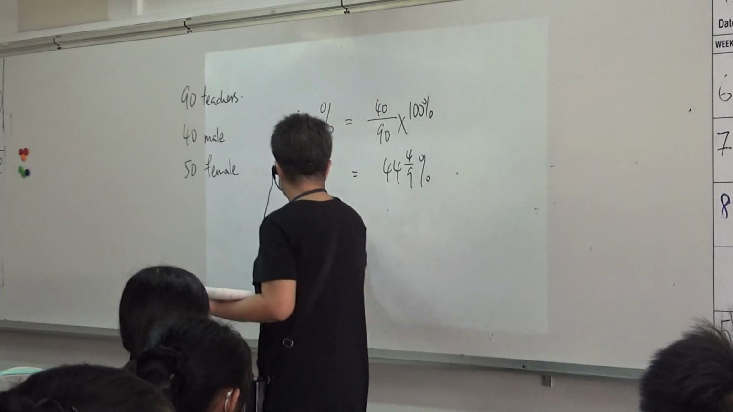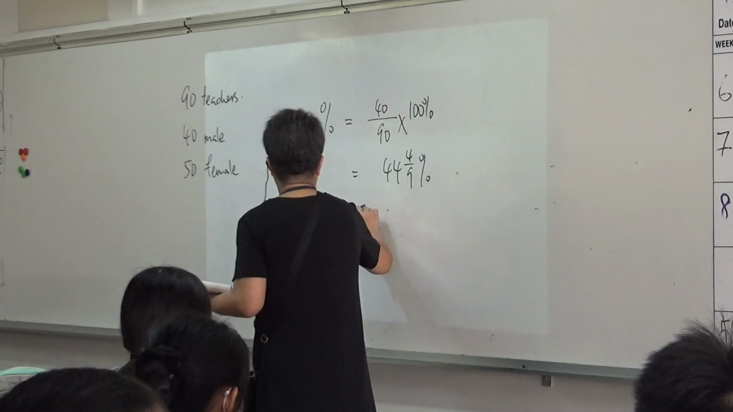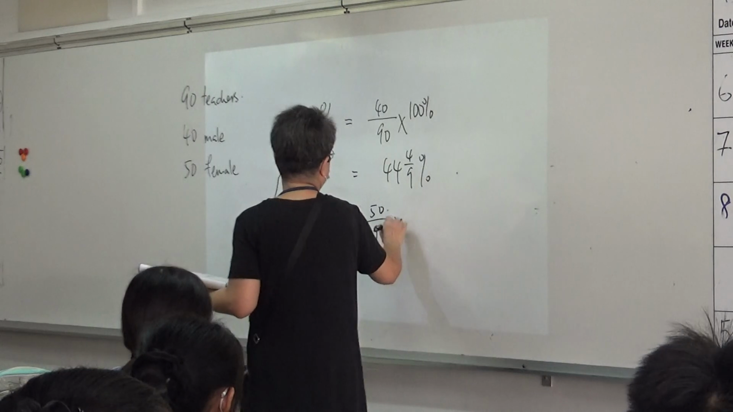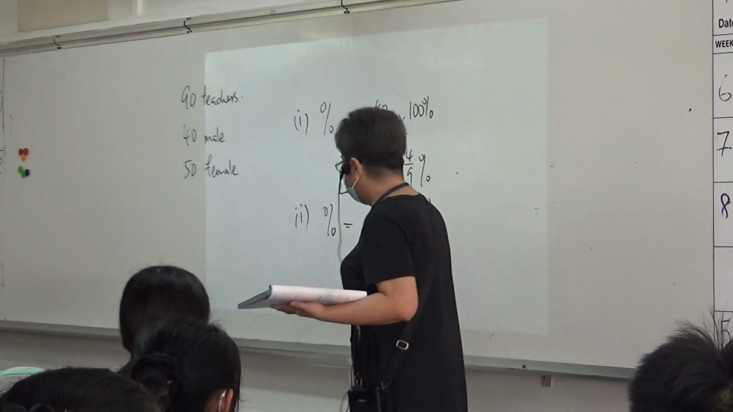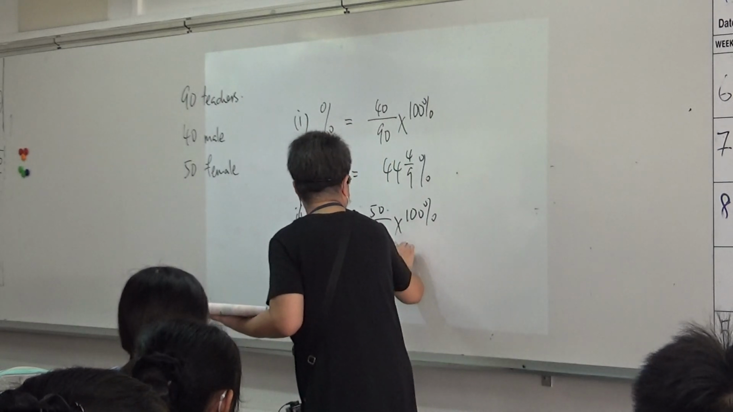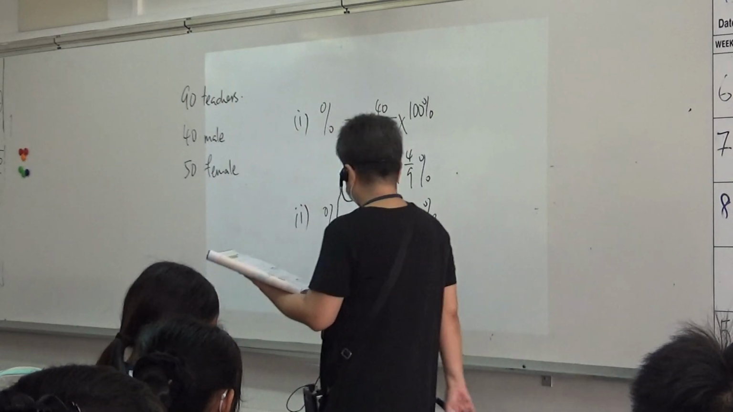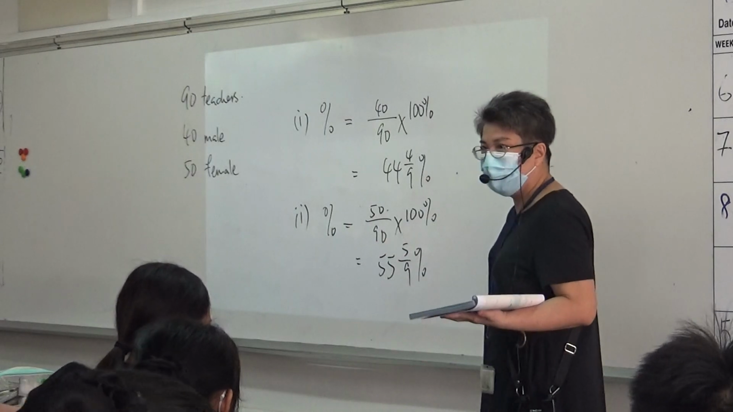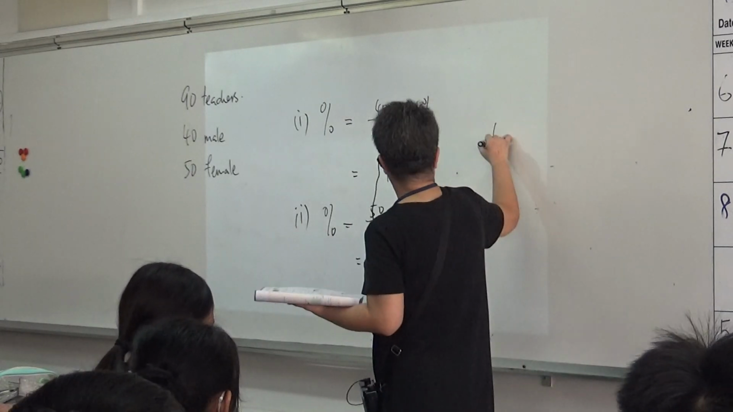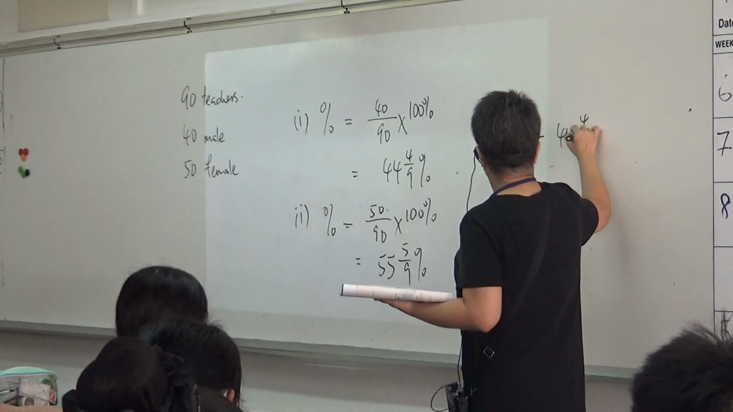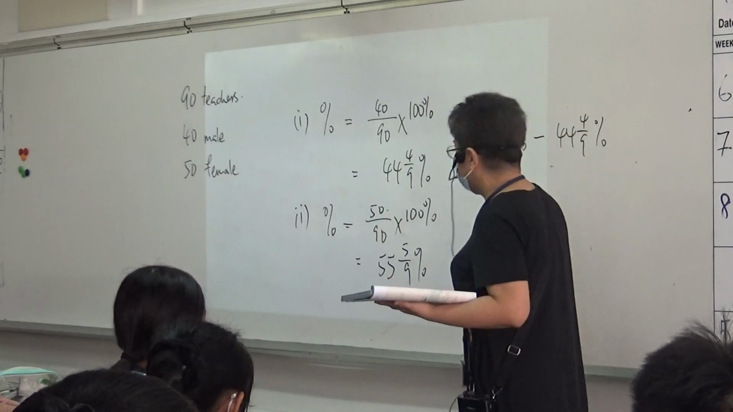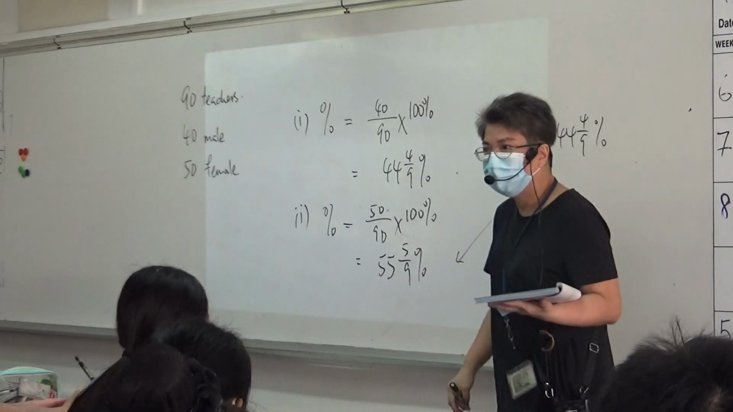Now, there are two methods. The percentage can be 50 over 90 times 100%, right? You will get 55 5/9%. Okay? Now, actually, I want to perform this. I just take 100% minus 44 4/9%, right? You will also get the same answer.